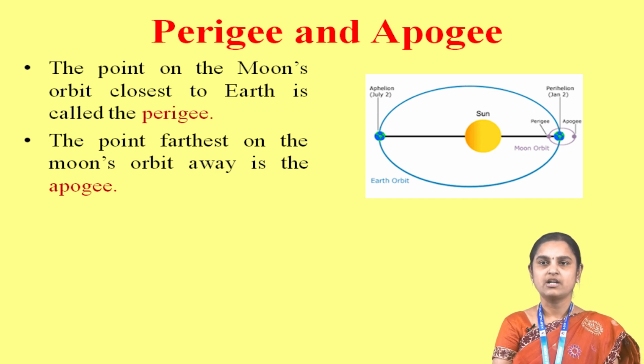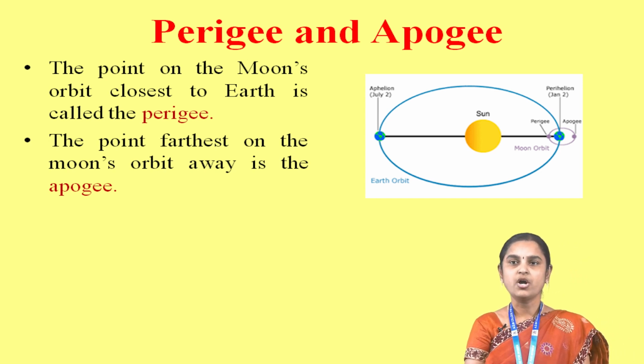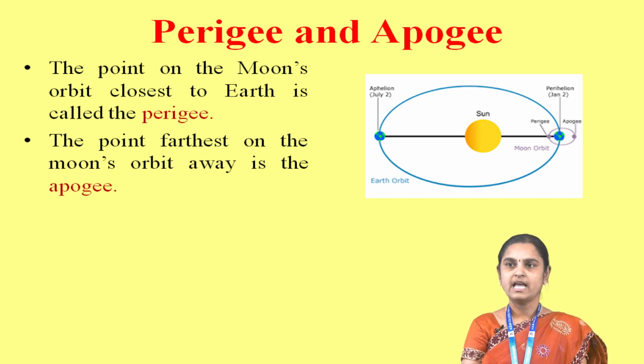The moon's orbit around Earth is elliptical. The point on the moon's orbit closest to Earth is called the perigee. The farthest point on the moon's orbit away is the apogee. In the diagram you can see the Earth is at the middle and it is the moon's orbit. We can see the nearest position is called perigee and the farthest point of the moon's orbit is called apogee.